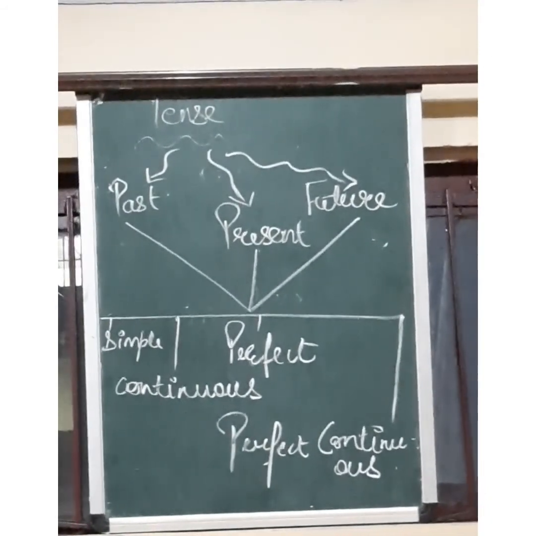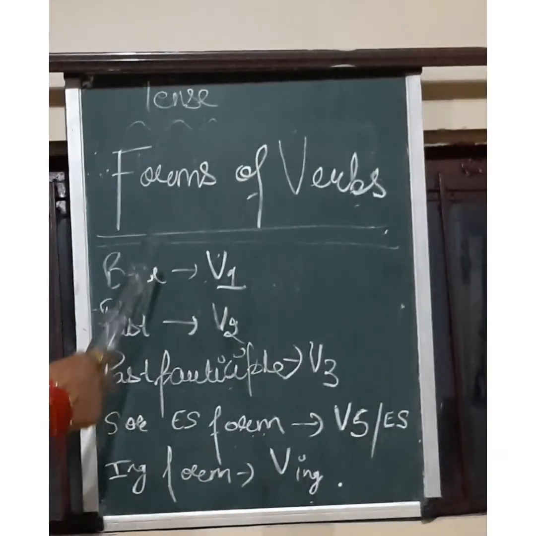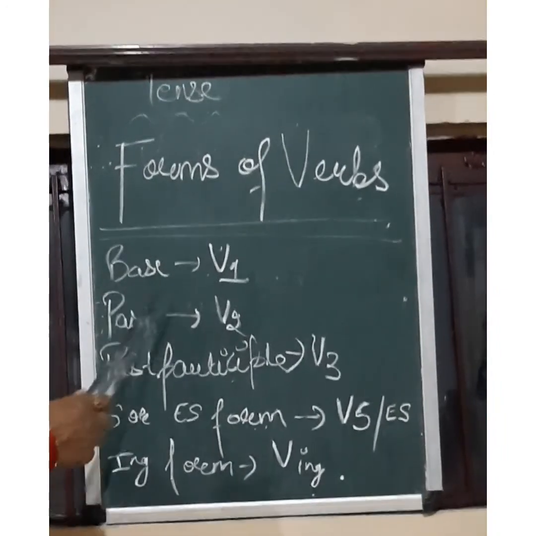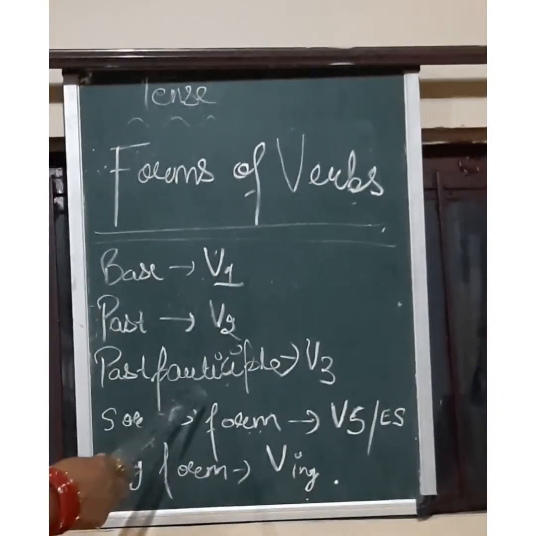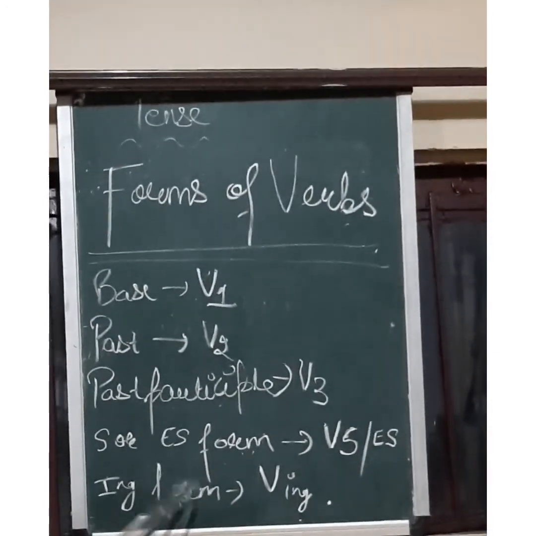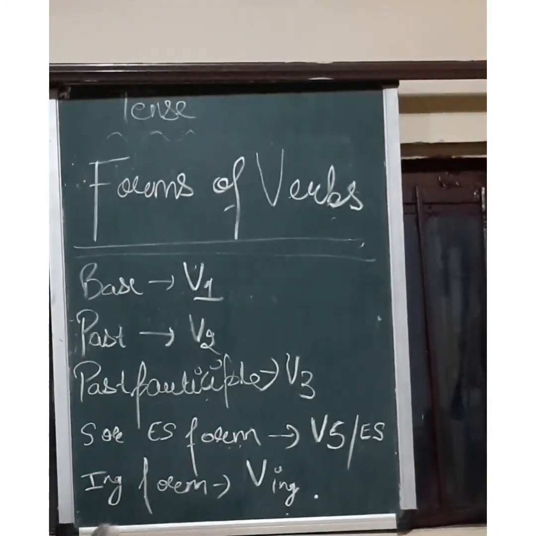Before that, we need to revise forms of verbs. Verbs are mainly divided into five forms, which are base, that is first form of the verb, past, second form of the verb, past participle, third form of the verb, S plus ES form, that is verb plus S or ES, and ING form, that is verb plus ing.